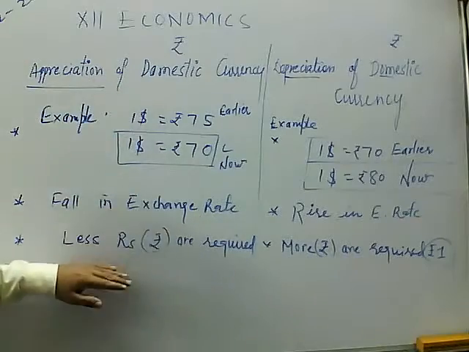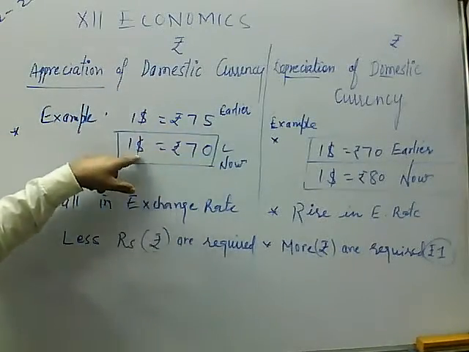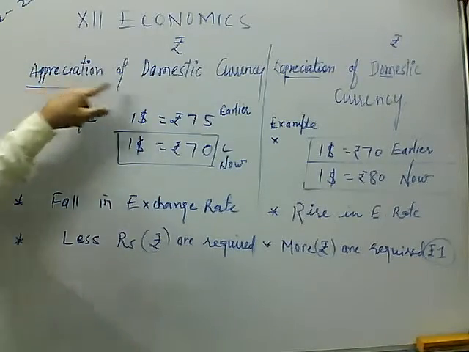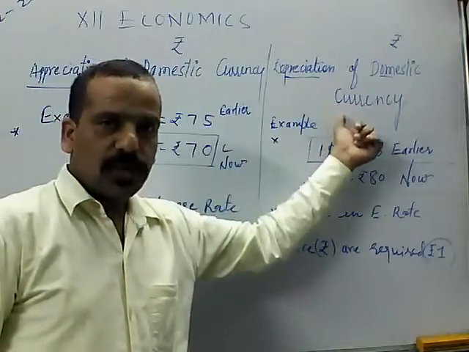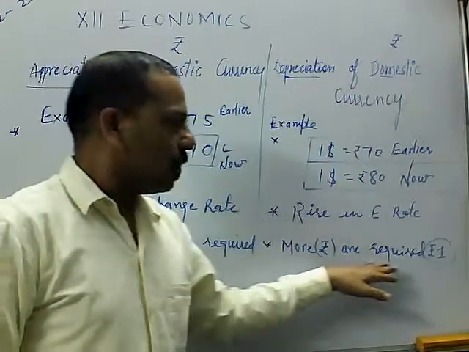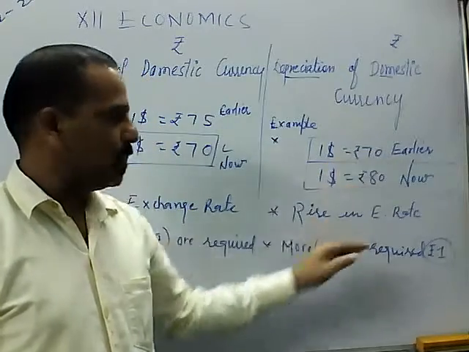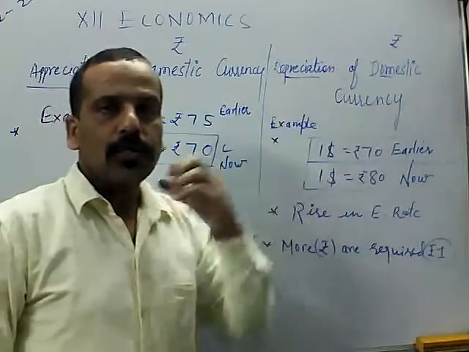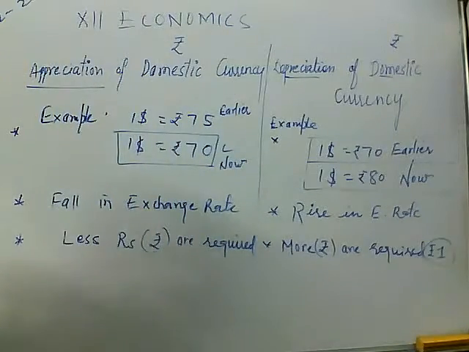So see, point number 3 is also coming from here. Less rupees are required to get $1 when there is an appreciation of the domestic currency. Point number 2, depreciation of the domestic currency. So more Indian rupees, now 80 in place of 70, means more Indian rupees are required to buy $1. Okay.